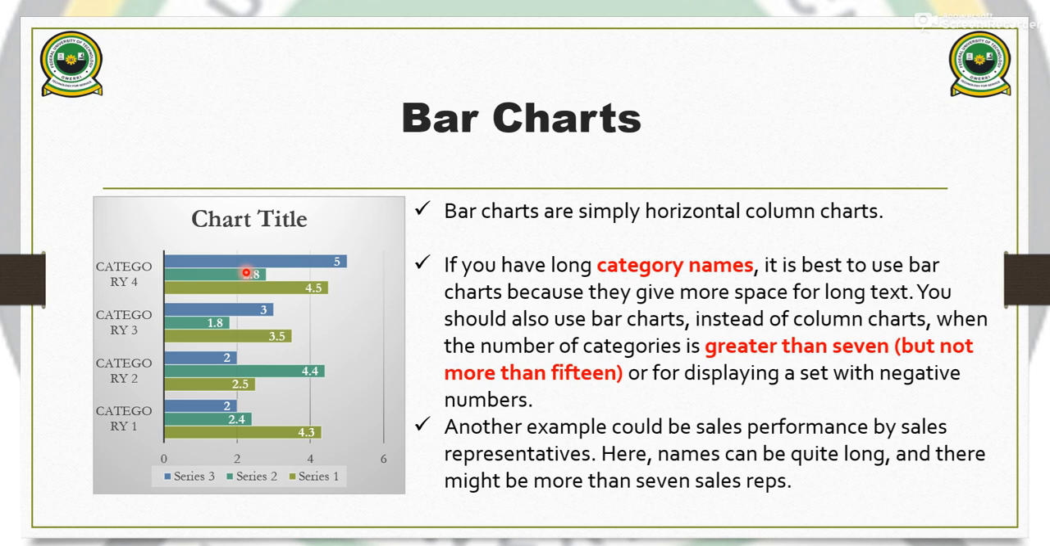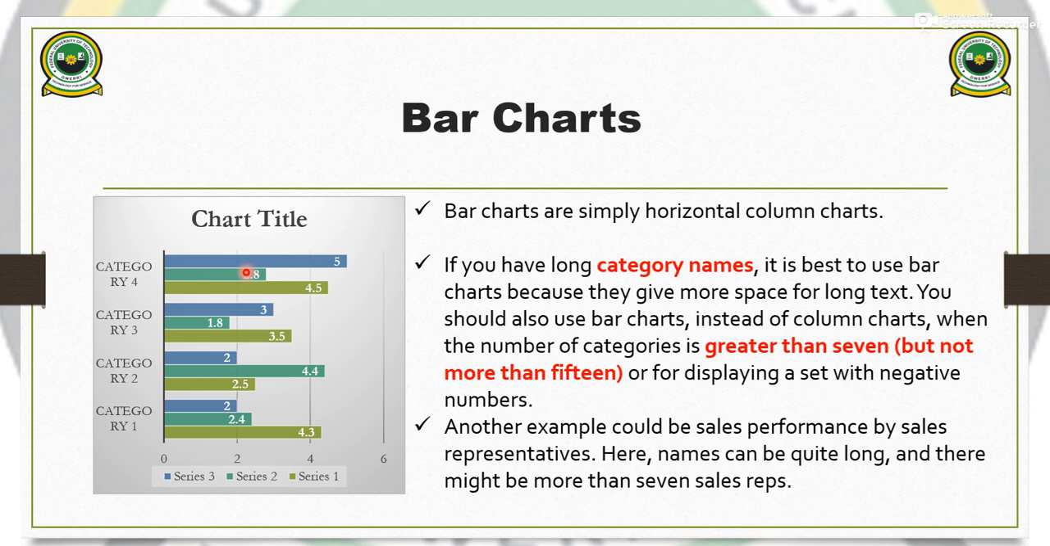They are also good for displaying a set with negative numbers. Another example could be sales performance by sales representative. In this case, the names can be quite long and there might be more than 7 sales reps that you are looking at their performance individually. So in a bit of a summary, bar charts are simply horizontal column charts that are best suited if the category names in question are long.